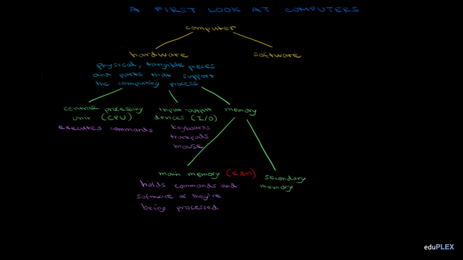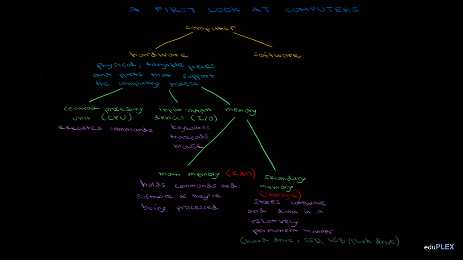Secondary memory, which is also called auxiliary memory, is the storage that stores the software and data in a relatively permanent manner. This can be in the form of a hard drive or an SSD or things like USB flash drives. Compared to RAM, secondary memory is a lot slower than the speed of our computer's CPU, so it can't keep up with our computer's processing power. That's why RAM is so important.